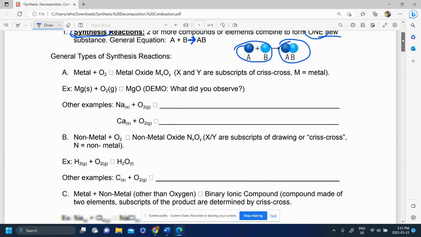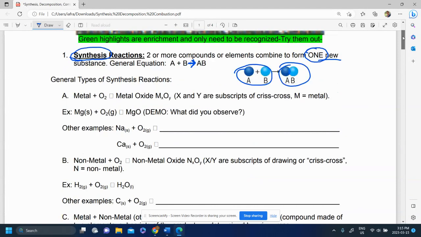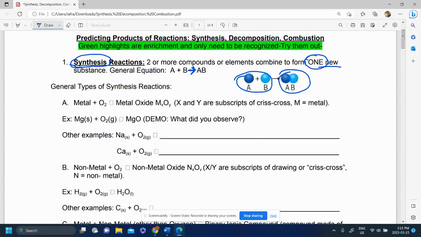So the first general type of synthesis you'll see is when you have a metal reacting with O2, oxygen gas, to produce a metal oxide. And all that means is a metal oxide is simply a compound of metal and oxygen. So an example of that is some solid magnesium reacting with some O2 gas. And when they react, they produce some magnesium oxide, which is an example of a metal oxide.